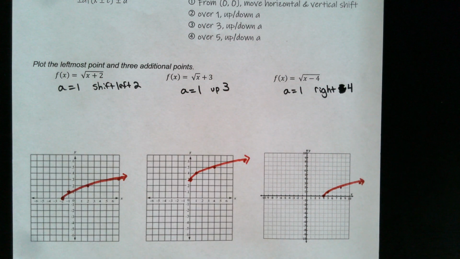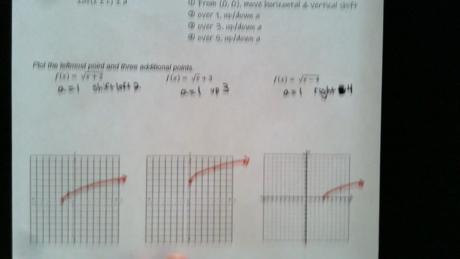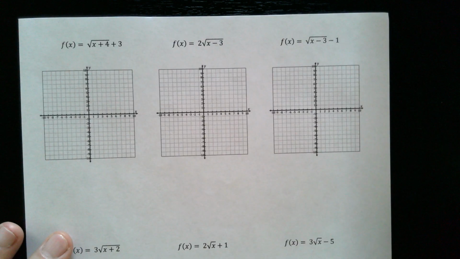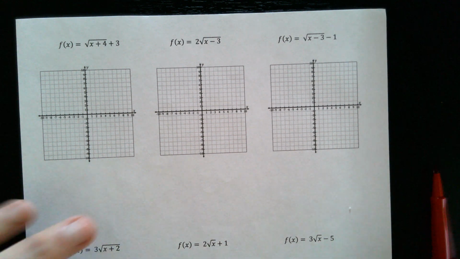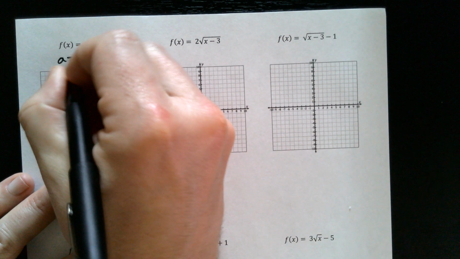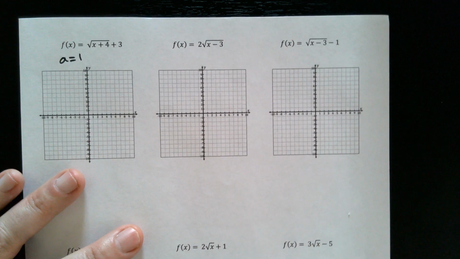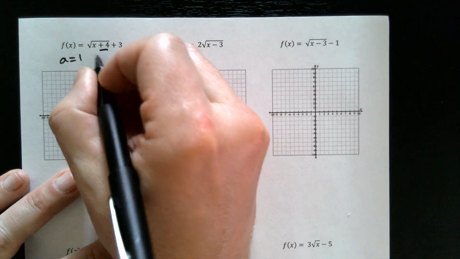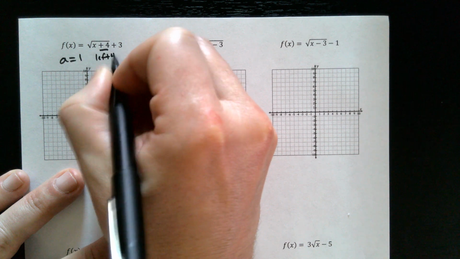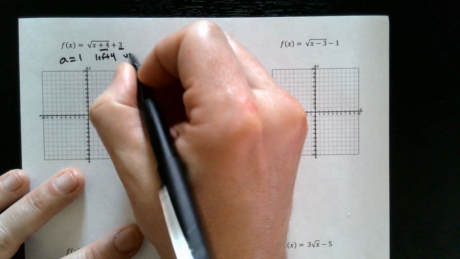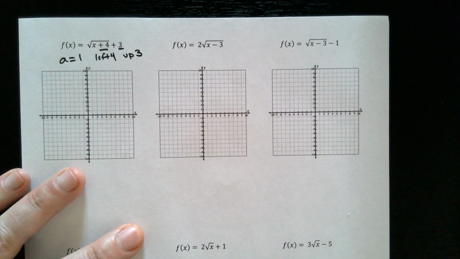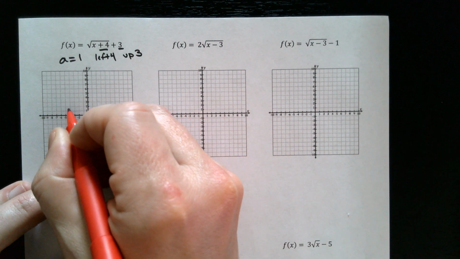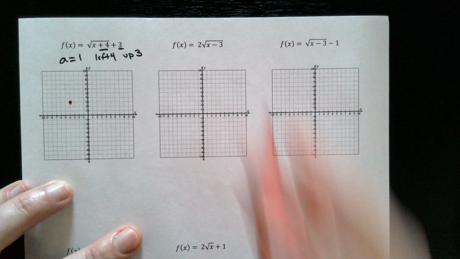Okay, let's do a few more. So on this one, we have a couple of shifts here. My A, of course, is still 1. There's no number out in front yet. And then this will make me go left 4. And then this will make me go up 3. So let's go to the graph and go left 4, up 3. 1, 2, 3, 4. 1, 2, 3. There's my new center, my new starting point.